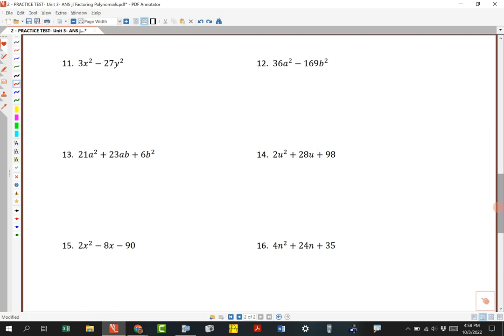Okay, we'll take a look at this, and we'll notice that we've got two terms here. They both have a 3, so we're going to take out a 3. We're left with an x squared, and then a minus 9y squared. And if you've got two terms, you might want to check and see if it's a difference of squares. Remember, if it's a squared minus b squared, a perfect square minus a perfect square, it's going to be the first one minus the second one, and then the first one plus the second one.